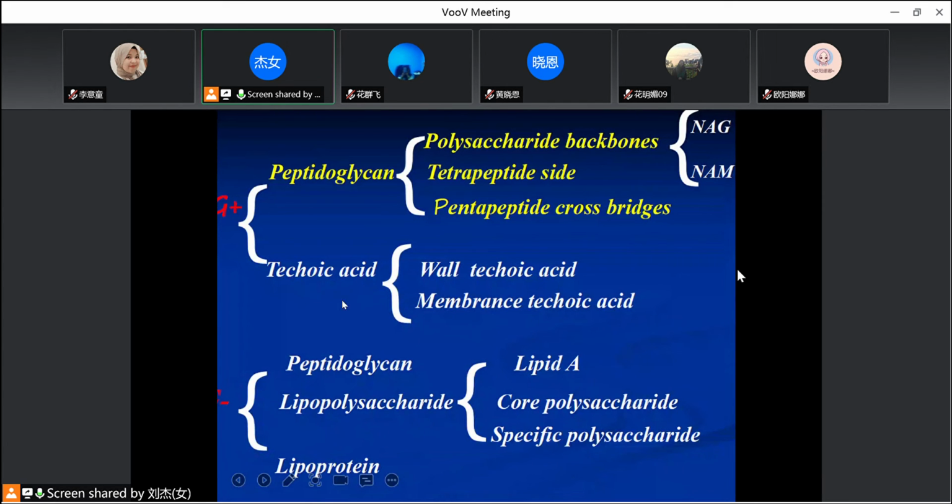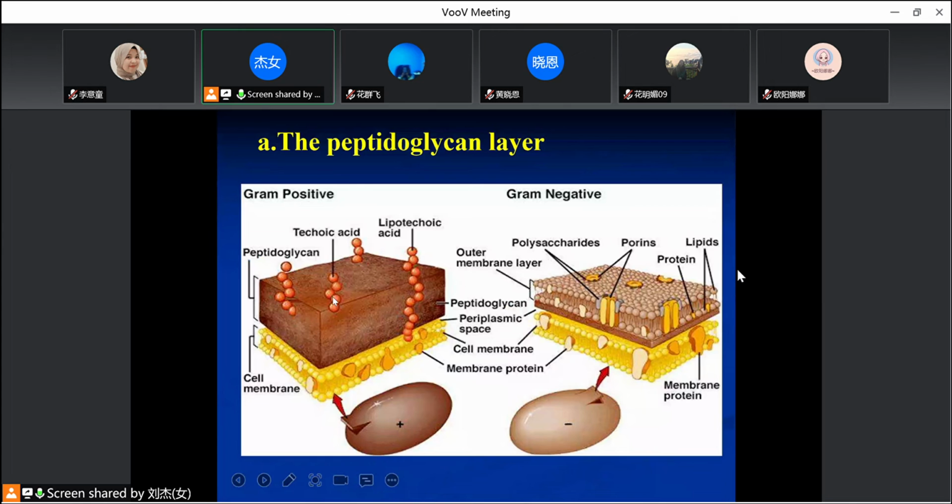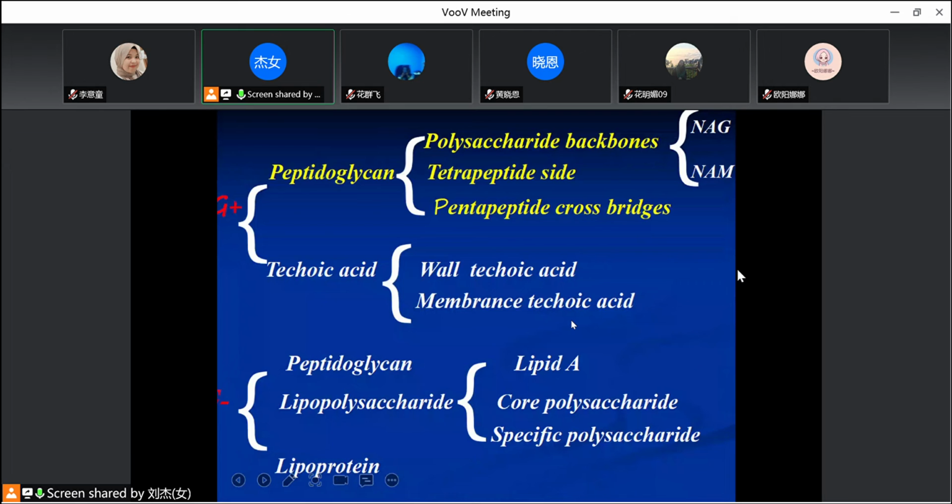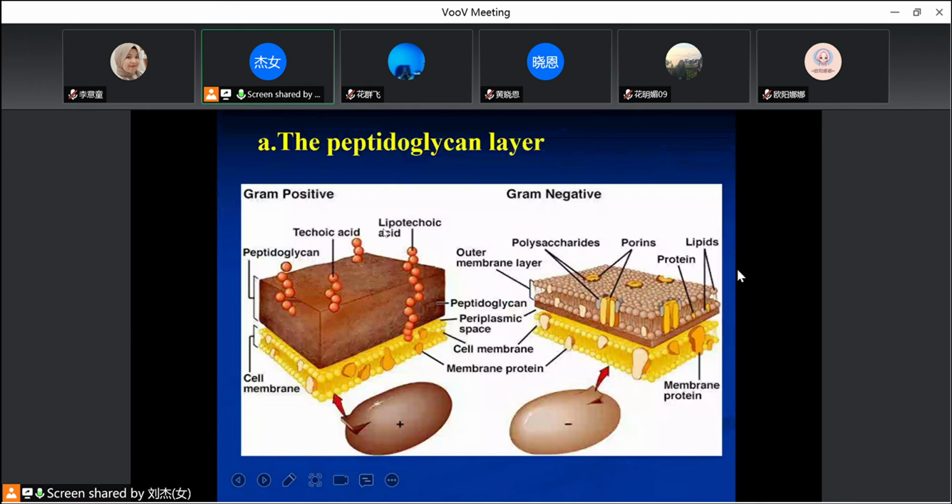Wall teichoic acid just grows from the peptidoglycan. Some acid grows from the cell membrane. You see the yellow part. They are called membrane teichoic acid, or sometimes we call it lipoteichoic acid, because the cell membrane is full of lipid.